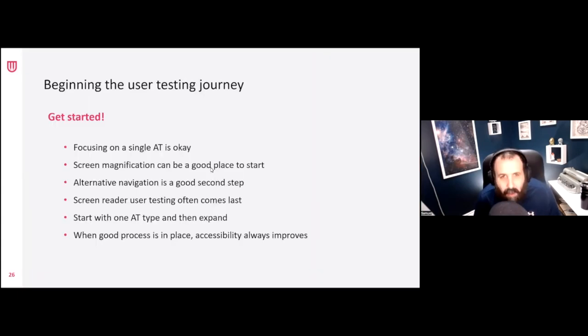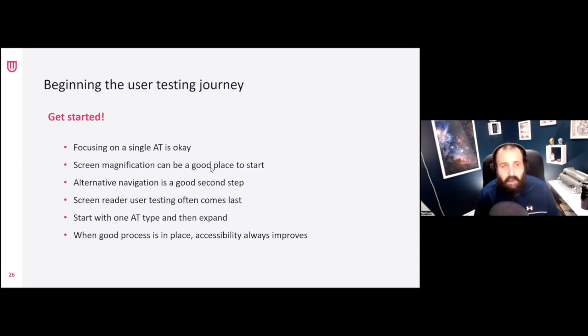And so when you begin the user testing journey, the most important thing to do is to get started. And when you do get started, it's okay to focus on a single assistive technology. If you try to solve every problem for every user all at once, you'll find that you quickly get overwhelmed. So one pattern that we find useful is to focus on users of screen magnification, because they are already using vision. All they're doing is magnifying the screen. And so you want to make sure that it works for them.